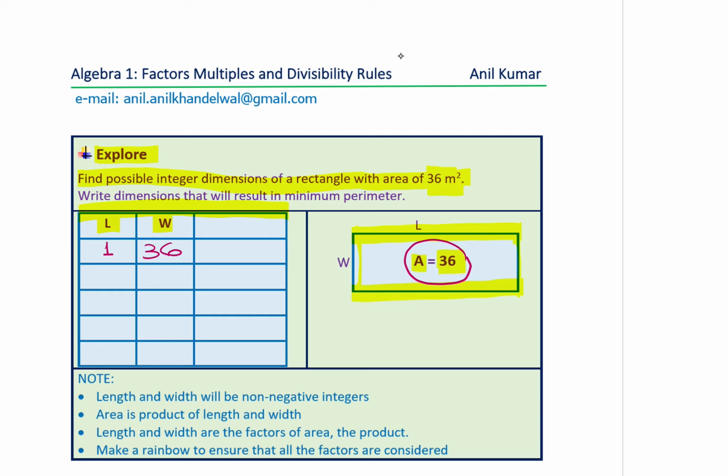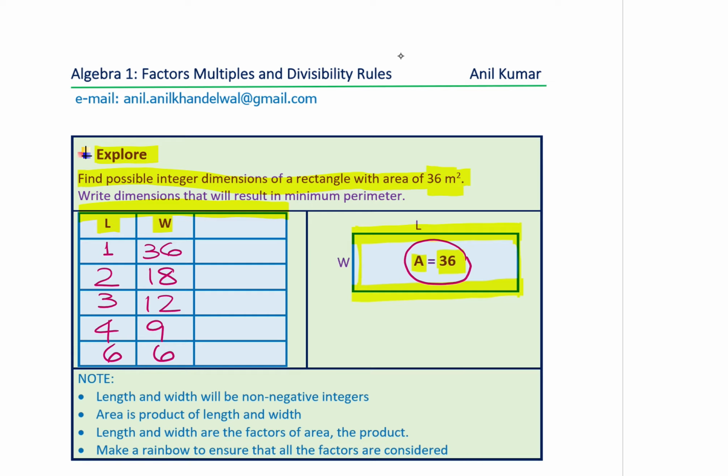Similarly, we could take length as 2. 2 times what is 36? This is what you're going to ask yourself. 2 times 18 is 36. How about 3? Well, 3 times 12 is 36. Perfect. Does it go for 4 also? 4 times 9? Yes, 4 times 9 is 36. And you got it: 6 times 6 is 36.